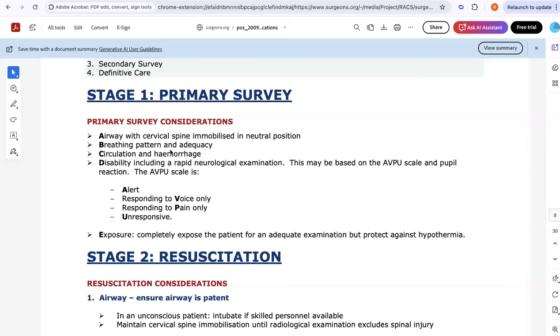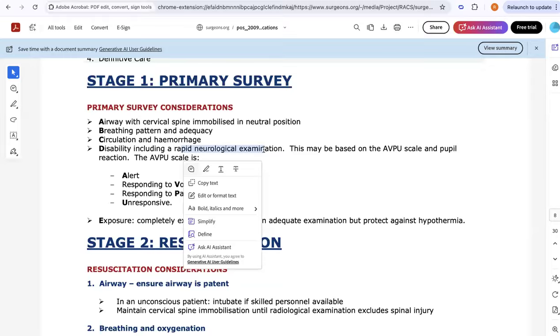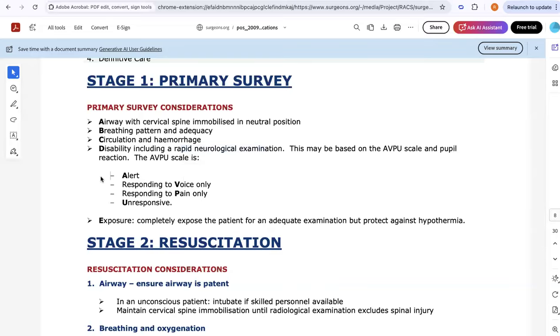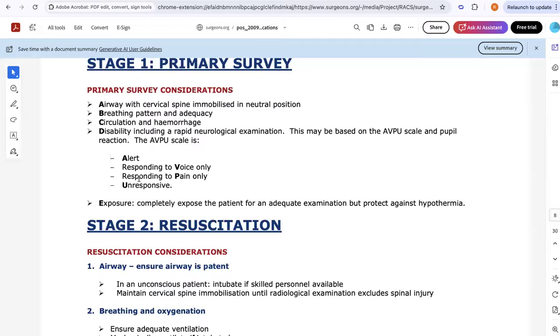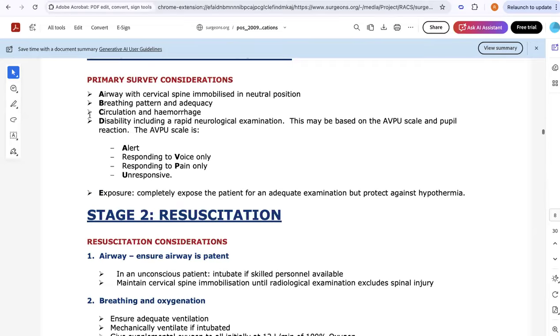When we get a patient, we do a primary survey. The primary survey is nothing but A, B, C, D, E: airway, breathing, circulation, disability. Disability is just a rapid neurological exam to check for their alertness, which is basically a short form of GCS. And then exposure, so expose the patient for adequate examination. So ABCDE is our primary survey.